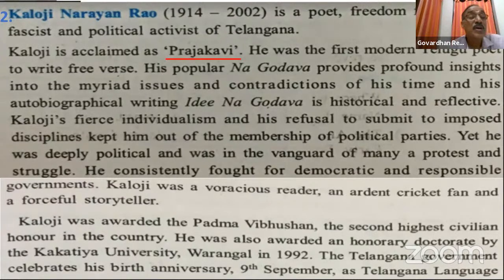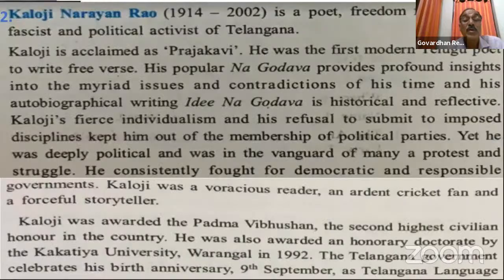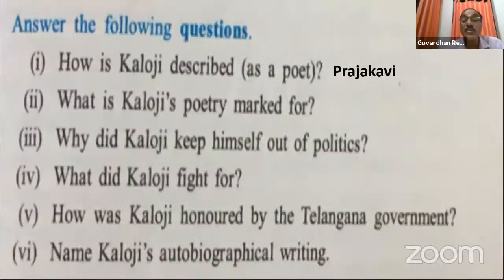Prajakavi. It's given here. Kaloji is acclaimed as a Prajakavi. Prajakavi is the answer. You can write Kaloji is described as a Prajakavi. Now coming to the second question. What is Kaloji's poetry marked for? He was the first modern poet to write free verses. So his poetry was marked with free verses.